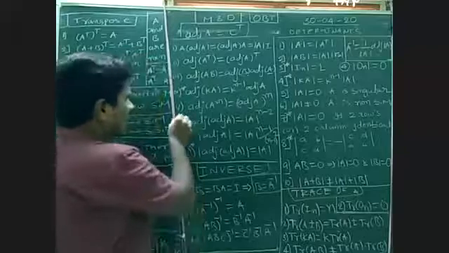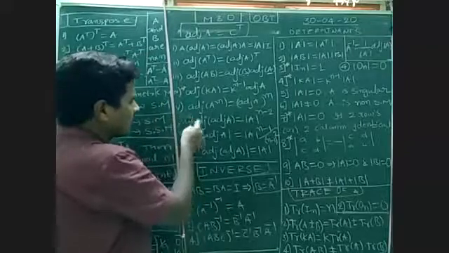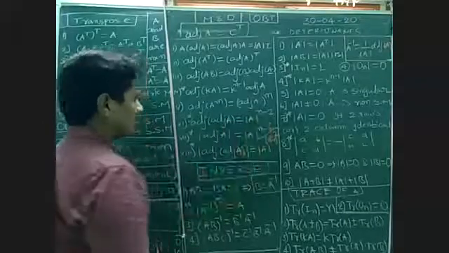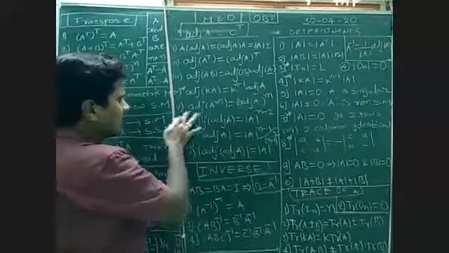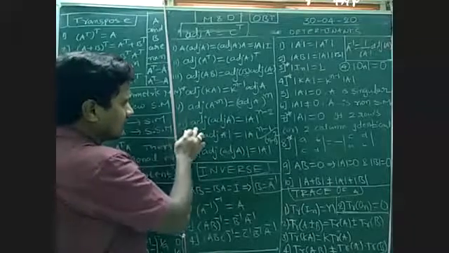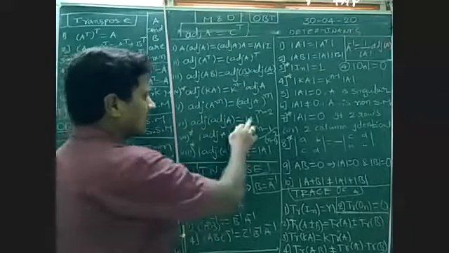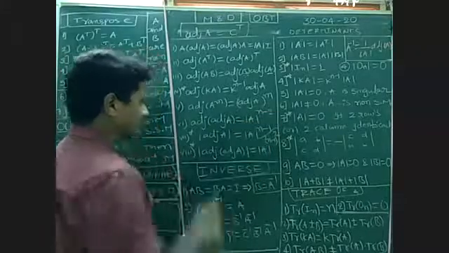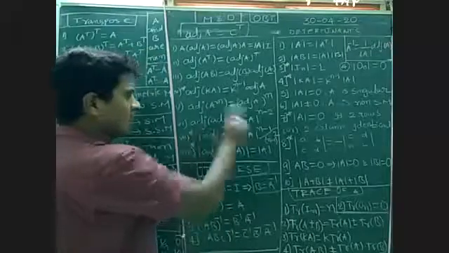For example, adjoint of adjoint of adjoint A, the value is n minus 3. So like that, it depends on the number of adjoints. If adjoint is there 10 times, what is the formula? Determinant A power n minus 10. It's based on the number of adjoints. Simply remember that.